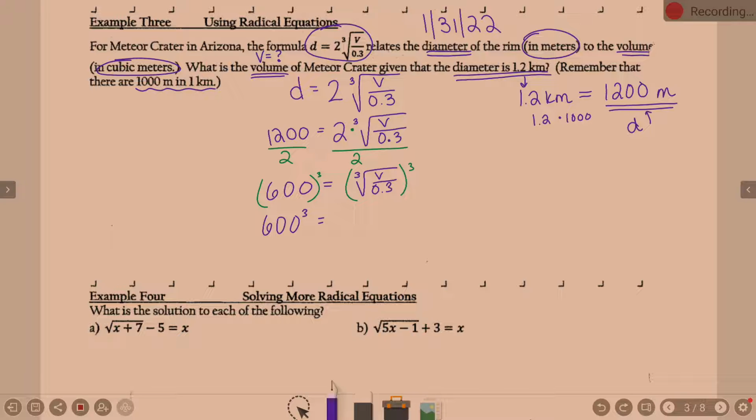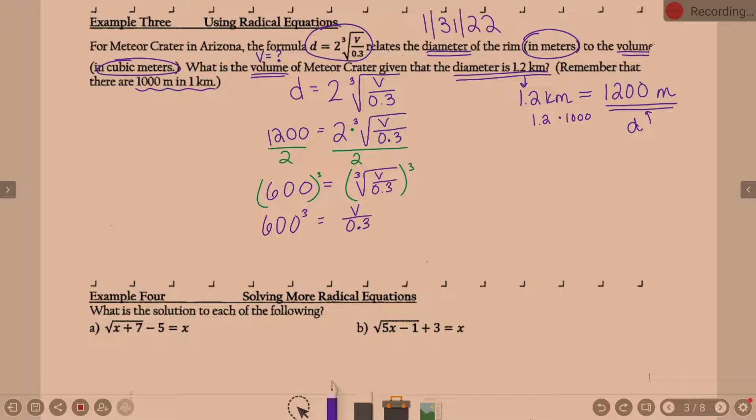On the right, what happens when I cube the cube root? The entire cube root cancels. The cube and the cube root cancel each other out. And what am I left with? V over 0.3, V divided by 0.3. Are you starting to see the light at the end here? We're working through the hard steps. We're getting to the easier steps.